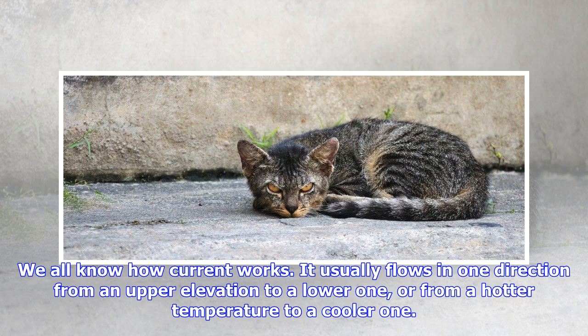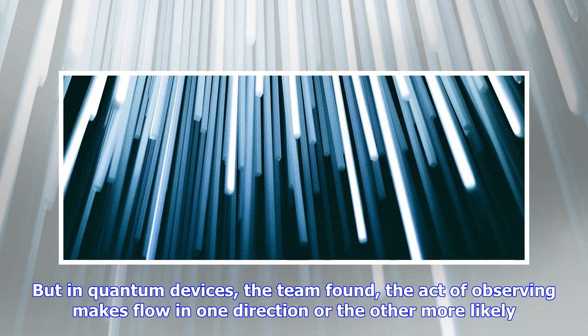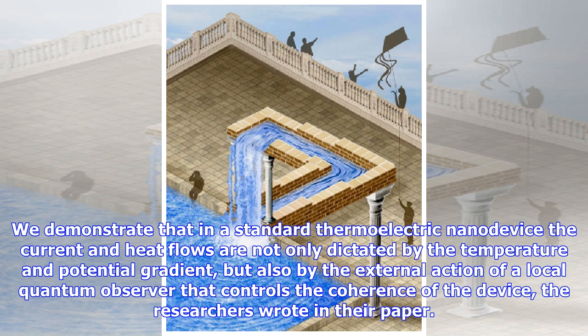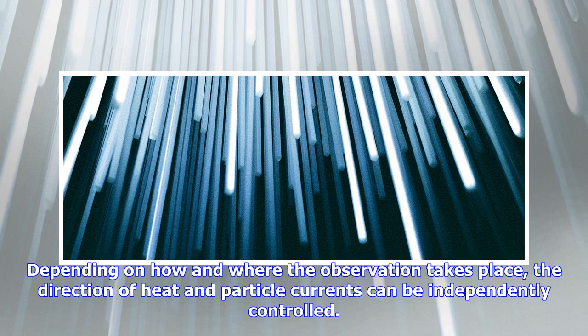This new research, led by Angel Rubio of the University of the Basque Country and the Max Planck Institute (PMSD), concerns the observation of heat and particles in a current. We all know how current works. It usually flows in one direction from an upper elevation to a lower one, or from a hotter temperature to a cooler one. But in quantum devices, the team found the act of observing makes flow in one direction or the other more likely.